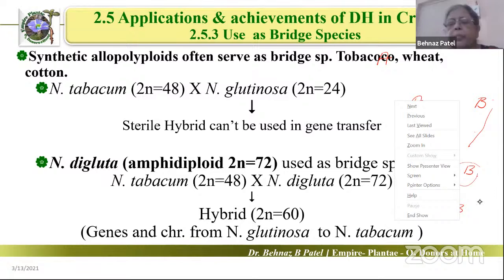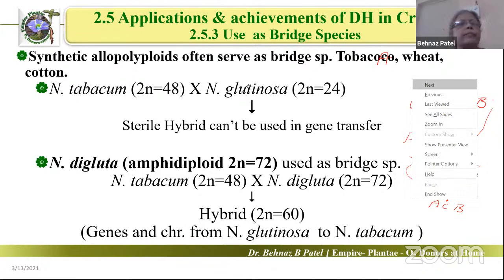So this would be usable. Okay. Now you have alien addition and alien substitution lines.